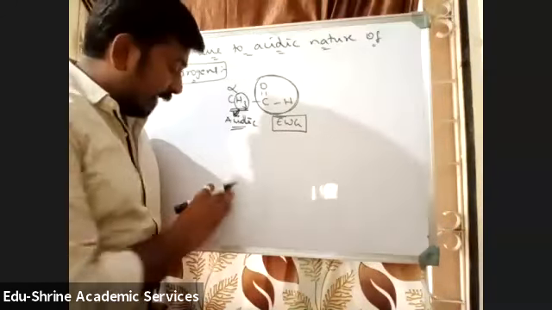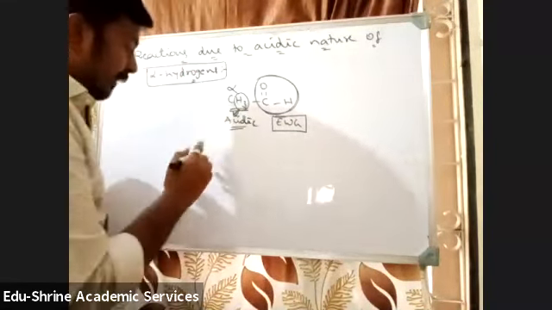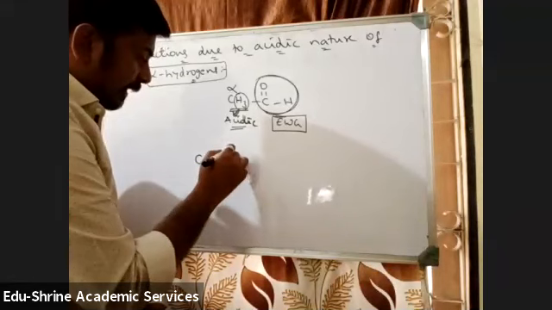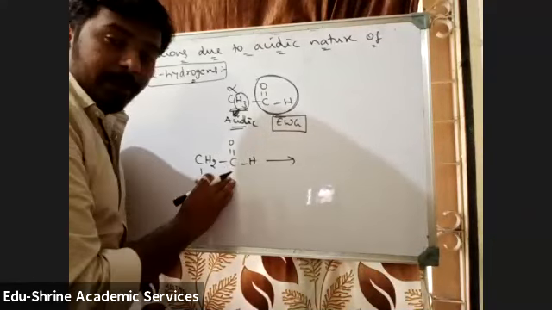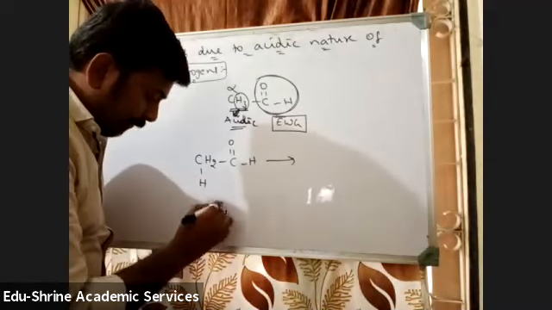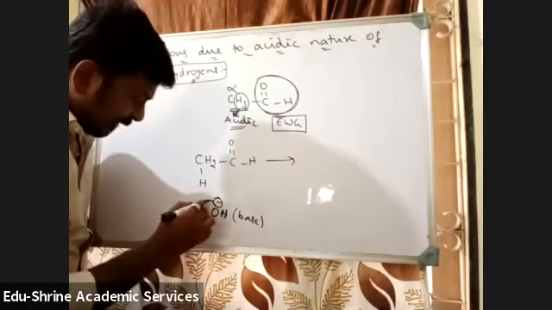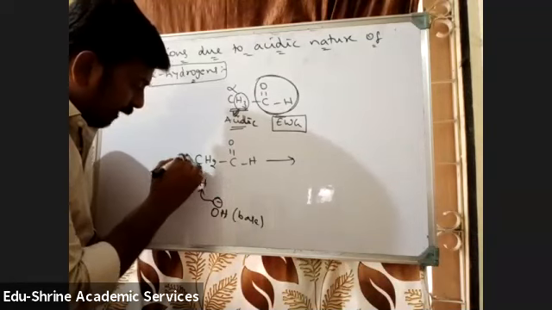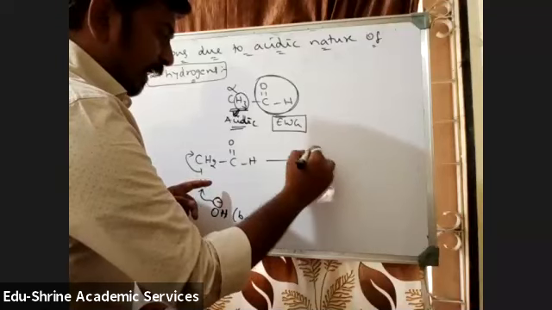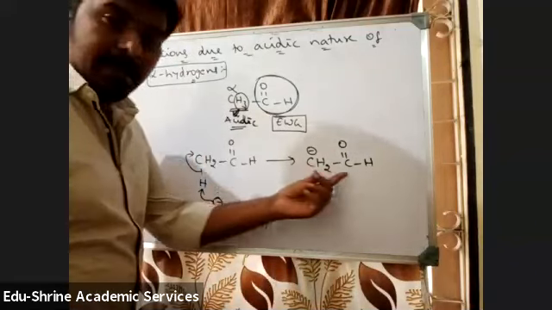One more point we said: for the compound to be more acidic, the anion formed must be stabilized. For example, if I take this compound, I'll write CH3 as CH2H, C double bond OH. For it to be proved as an acid, it must react with a base. From the base we'll get OH minus ions. When this base takes this hydrogen, this bonded pair of electrons will shift towards this carbon atom. So what we'll get here is CH2 minus C double bond OH.